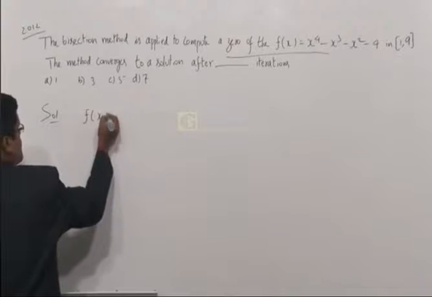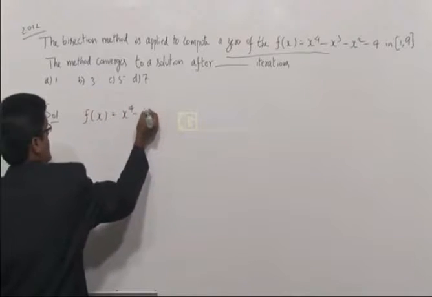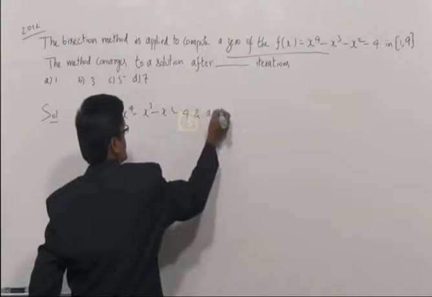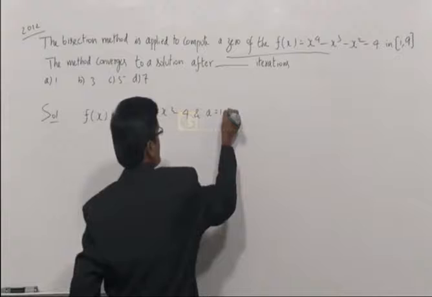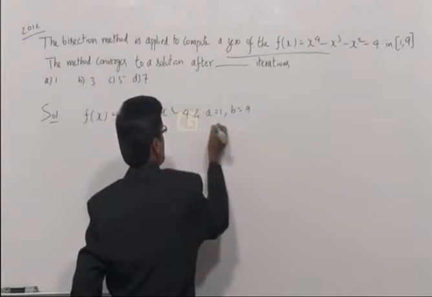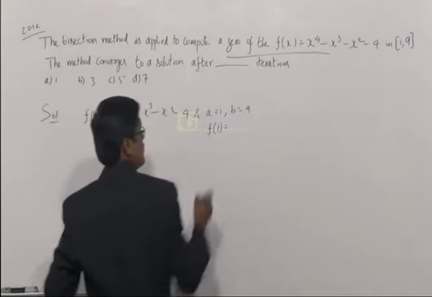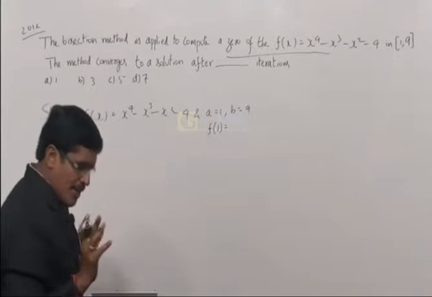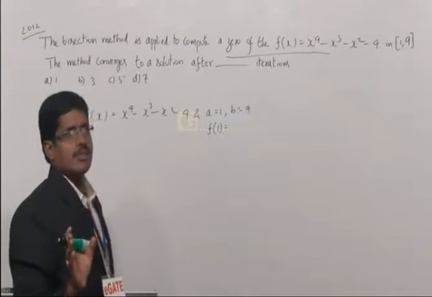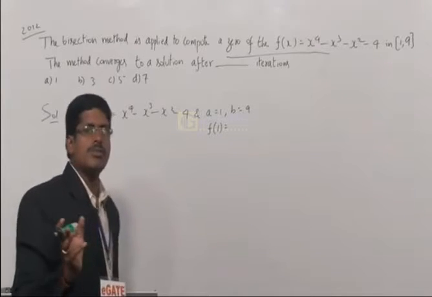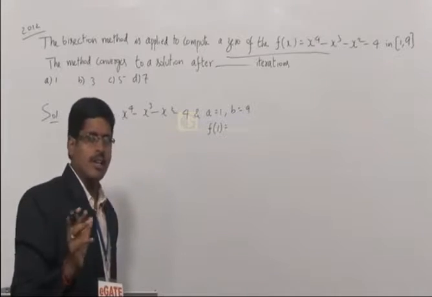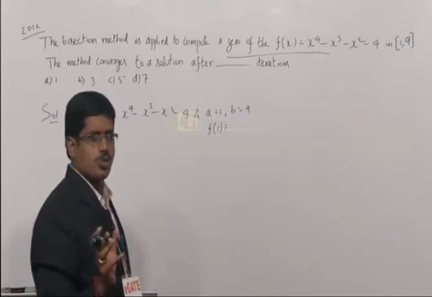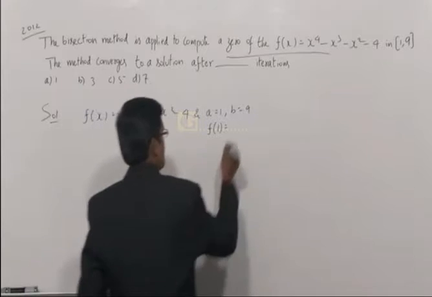f(x) is equal to x power 4 minus x cube minus x square minus 4. The two initial guess values are a equal to 1, b equal to 9. Irrespective of a, b, you immediately find the function values f(a), f(b). Only then can we come to the conclusion that the final answer, that is the root, lies between these x values.